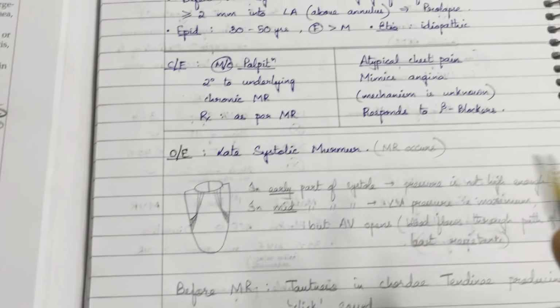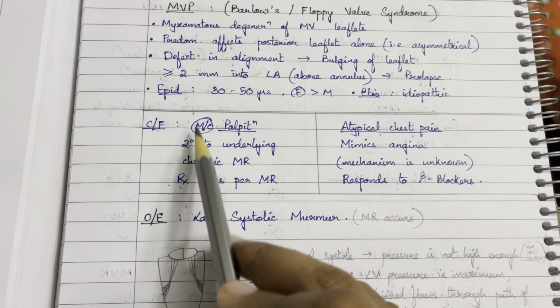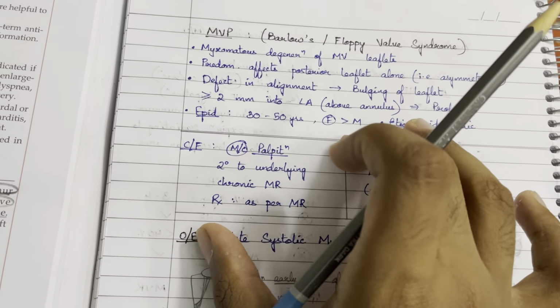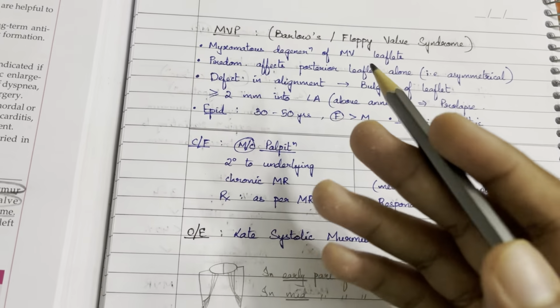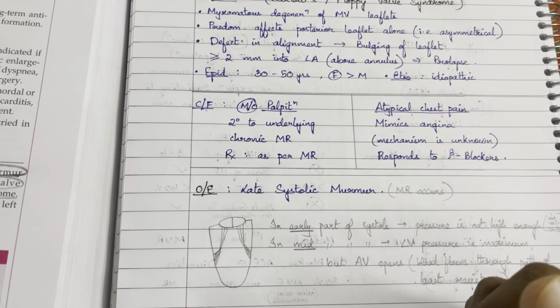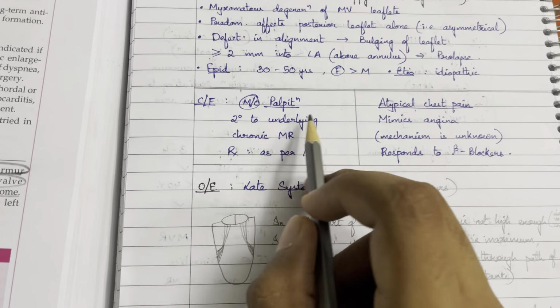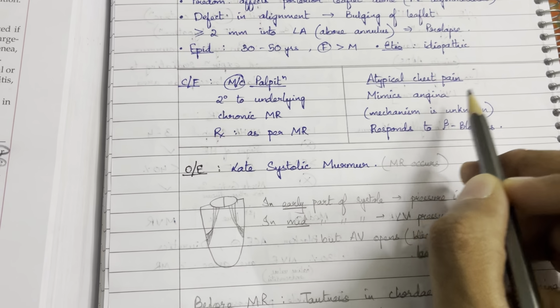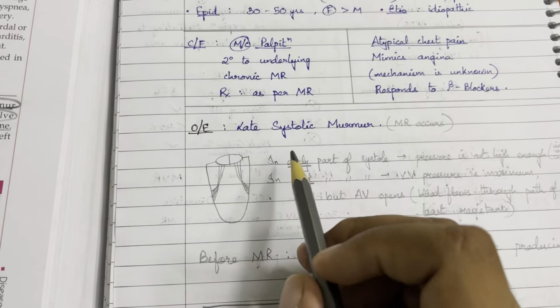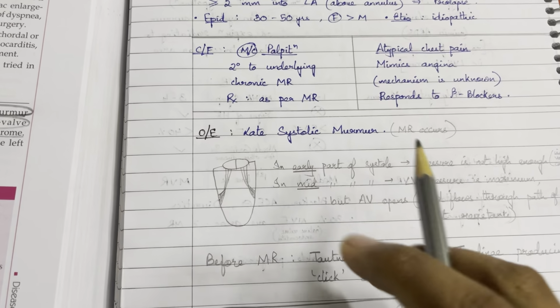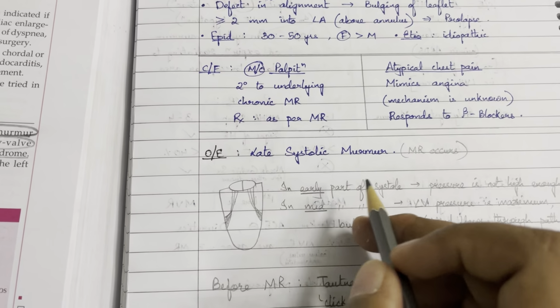Basically, you'll have palpitations due to underlying chronic MR. You will have chronic MR underlying to some degree in mitral valve prolapse. Regurgitation occurs that keeps pushing the valve to prolapse into the left atrium. Because of that, you will have palpitations. You'll also have atypical chest pain which mimics angina and responds to beta blockers. This is click murmur syndrome, systolic click murmur syndrome. So you'll have a mid or late systolic click.